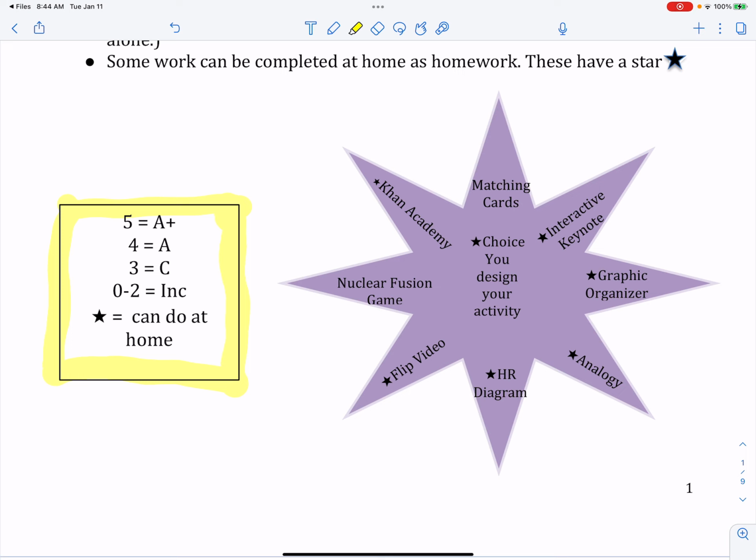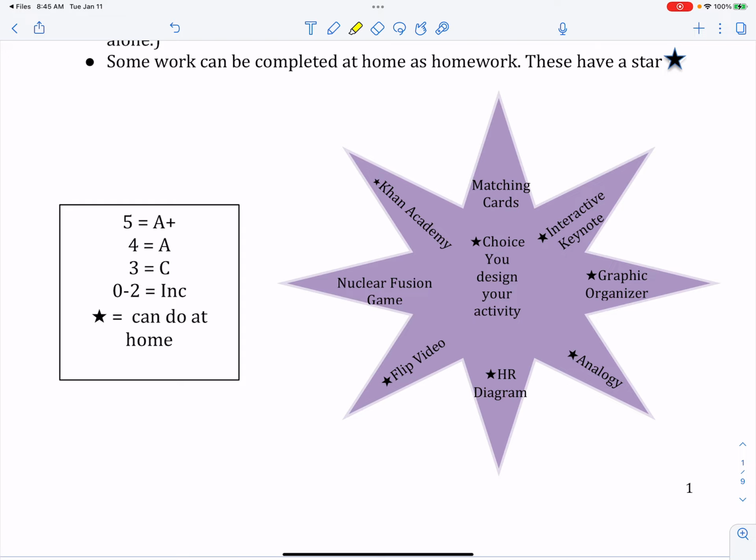So if you're having trouble getting something done in class, just know that you have the ability to do those ones marked with a star at home. So the main ones to keep in mind that you cannot do at home are these 2. These are the only 2 that can't be done at home, okay? I would say the least valuable activity is this one right here, the graphic organizer. I don't see much learning value in that. That could be my personal bias, so just know that.